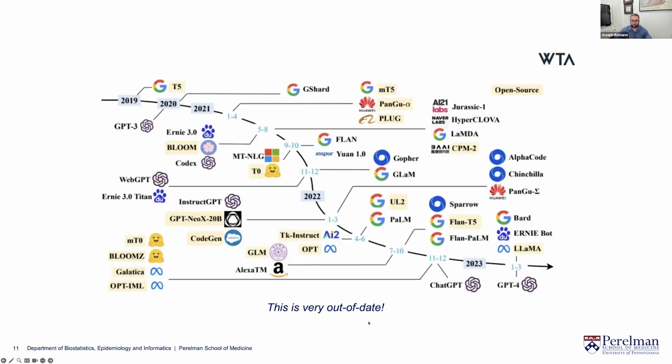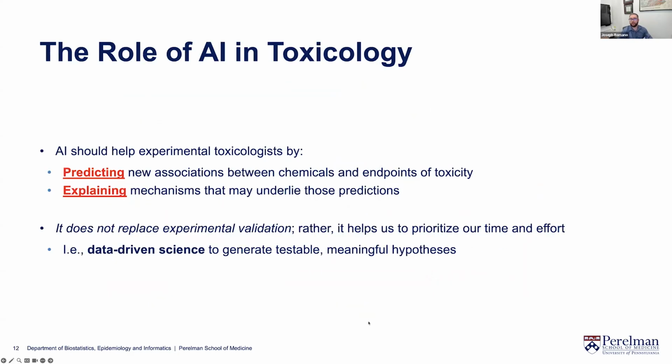There's lots of these tools that have come onto the scene. This is just to illustrate, even as of early 2023, the field has been very crowded with lots of tools and resources for applying AI. So focusing in a little bit more on the toxicology space now, what is the role that artificial intelligence has in the toxicology space? Well, if you ask me, and different people may have different ideas about this, I see AI as being something that should help experimental toxicologists by doing 2 things. The first is predicting new associations between chemicals and specific endpoints of toxicity. And the second is explaining the mechanisms that might underlie those predictions.